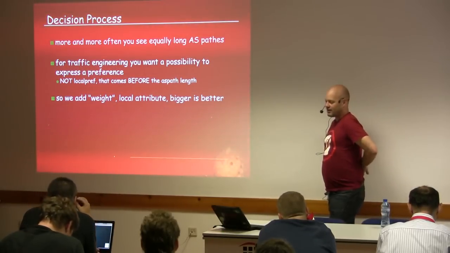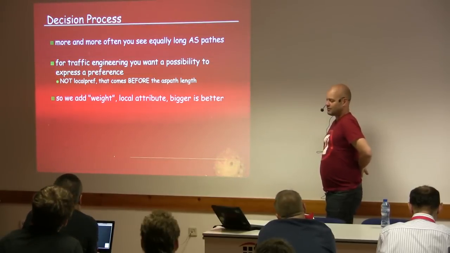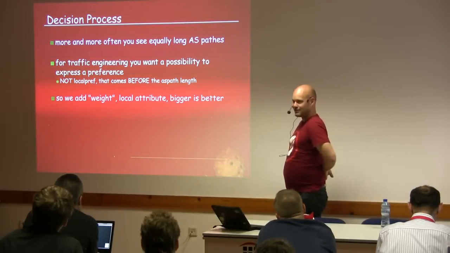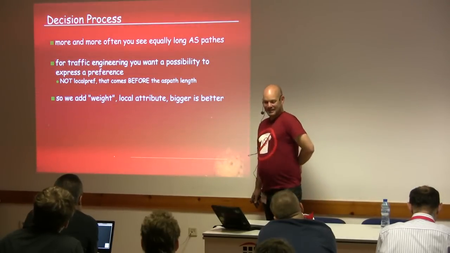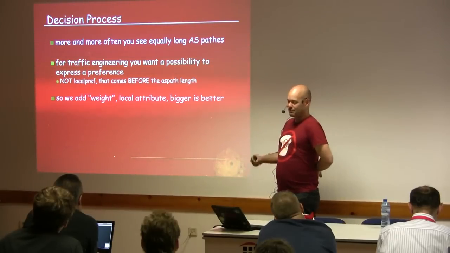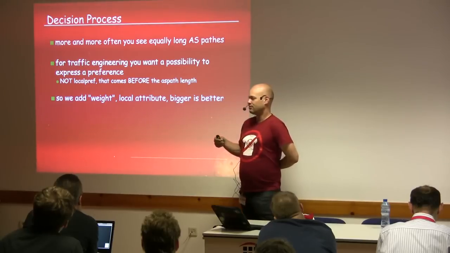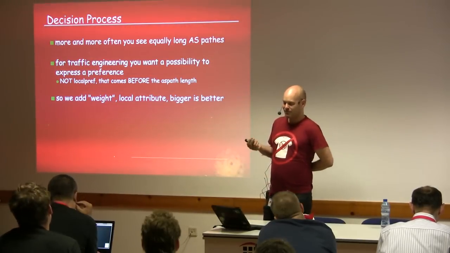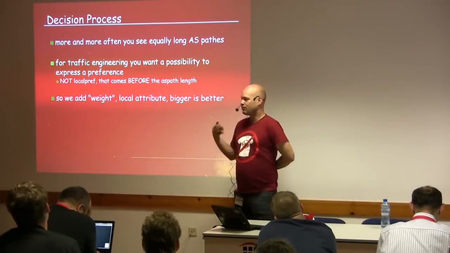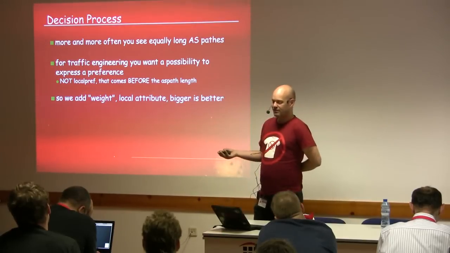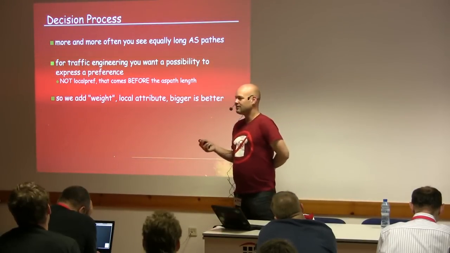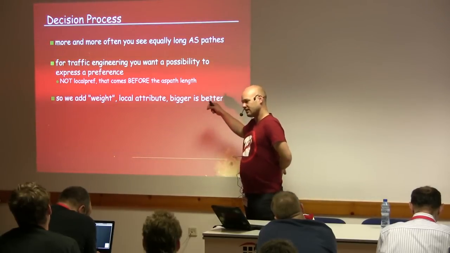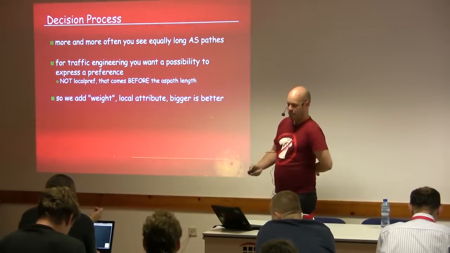So, you see equally long AS paths more and more because the bigger ISPs all peer in the same spots, at least in Europe. And for traffic engineering, you want to be able to express a preference for one of your upstream providers. This is not local preference, because with local preference, you force traffic onto that one. You just want to indicate if they are equally good, prefer that one. And that's really what that weight extension we added is.